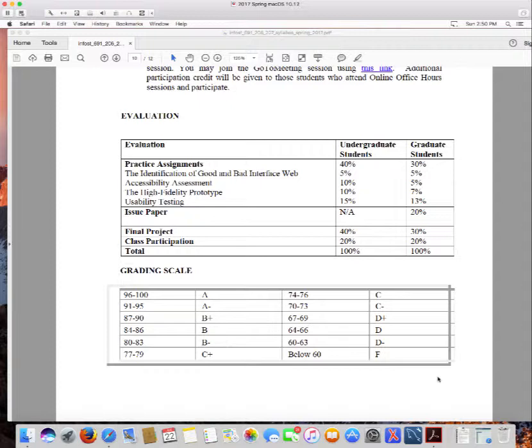Class participation is high. It's 20%. So please participate. Okay? I think the fact that we've made it so high gives you some indication about how important we think it is for a good learning experience. And we have a translation table here between number grades and letter grades. That's pretty standard.